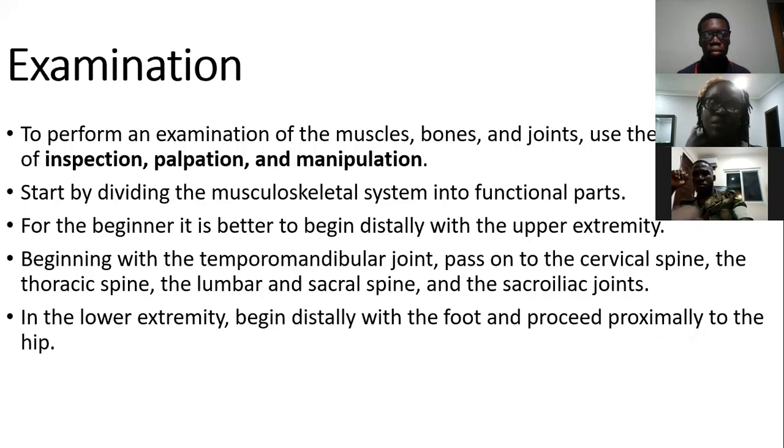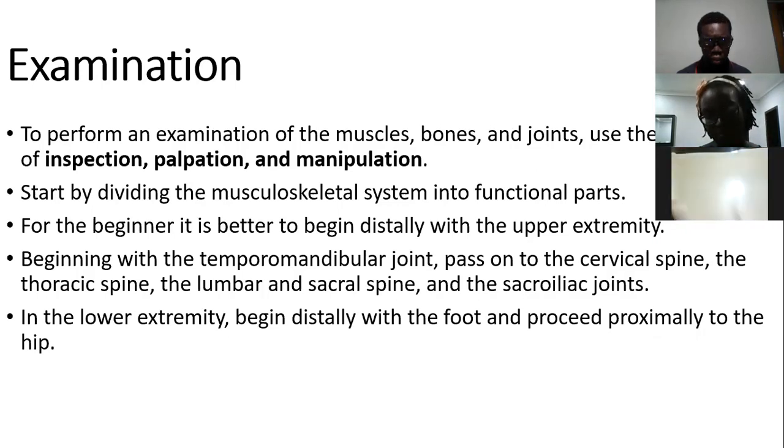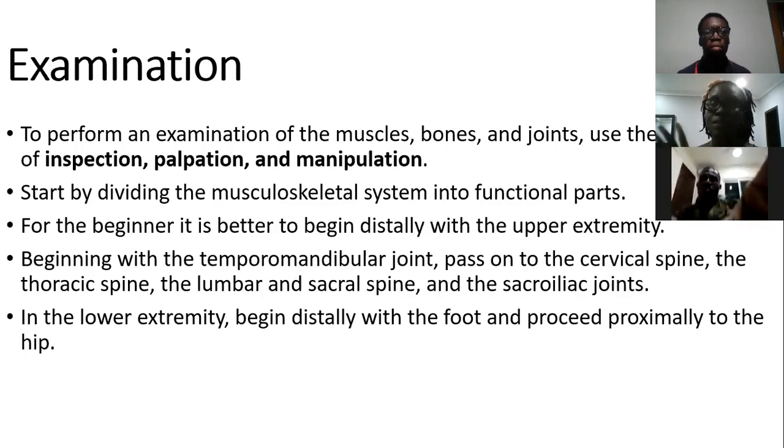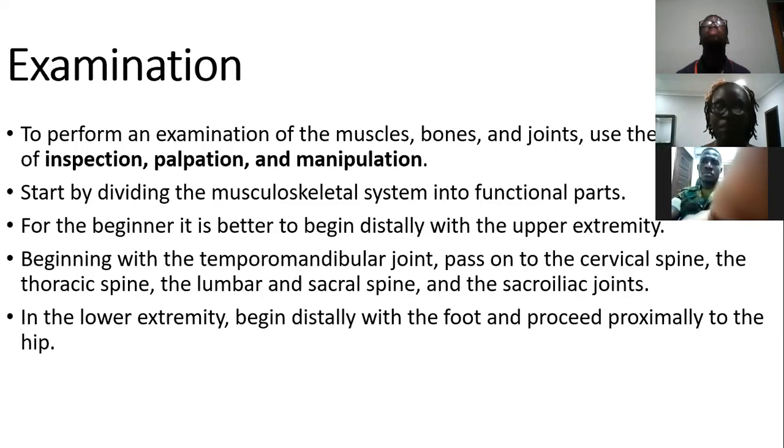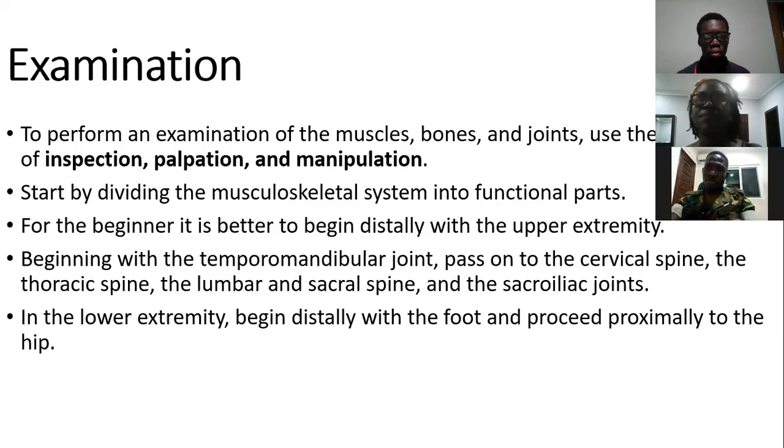So in musculoskeletal system examination, we do inspection, palpation, and manipulation. There's no auscultation here, and there's no percussion here. Okay, so it's just three things: inspection, palpation, manipulation. You start by dividing the musculoskeletal system into functional parts. So functional parts means the upper extremities, the lower extremities, the spine, and then the trunk.